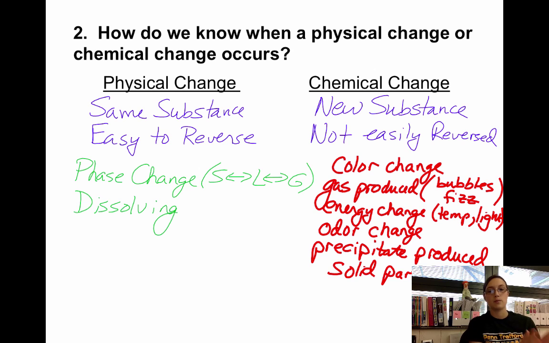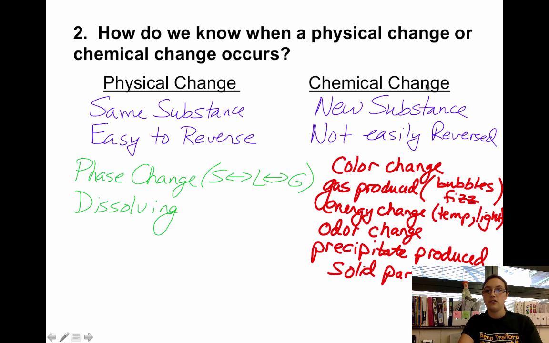The only difference between property and change is that properties are things that we observe. Changes are an actual process that takes place. So dissolving is a physical change because we can still get the salt back out of the water, or the sugar back out of the water.